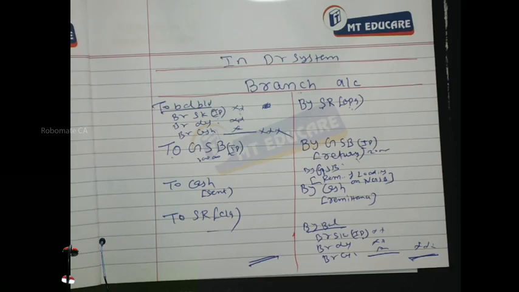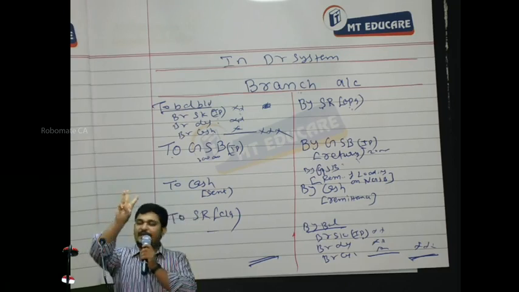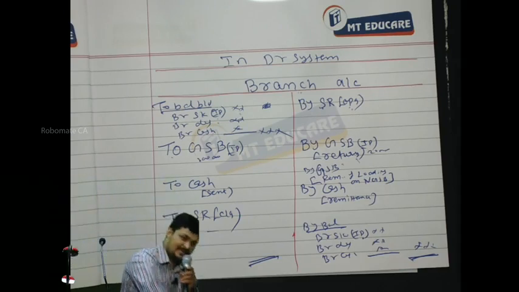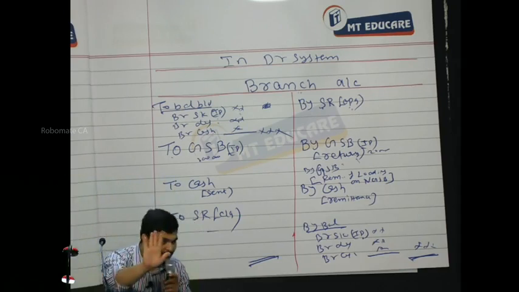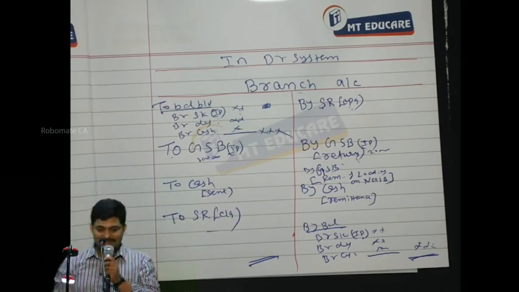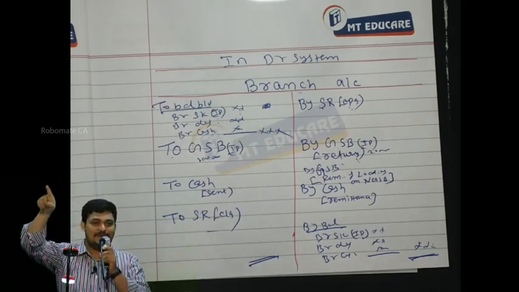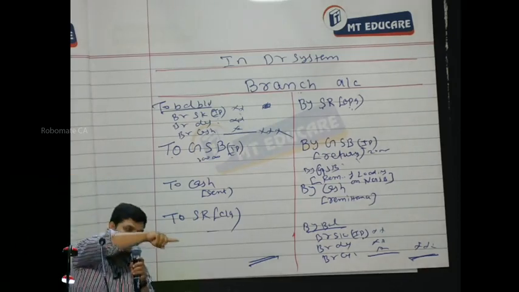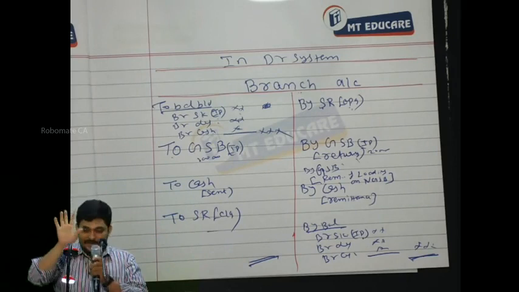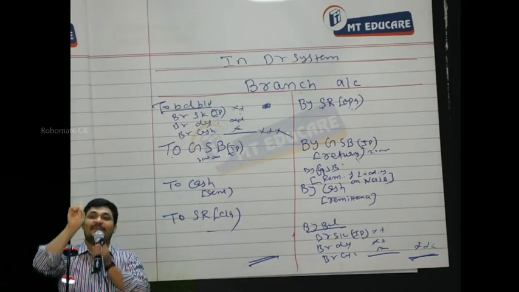So once again, in case of dependent branch, there are 2 broad accounting methods: single entry and double entry. Under double entry, the debtors system. Now under the debtors system, we prepare a single account.